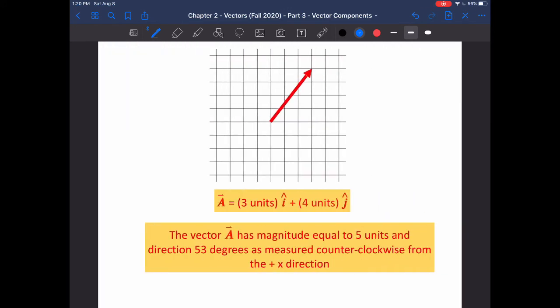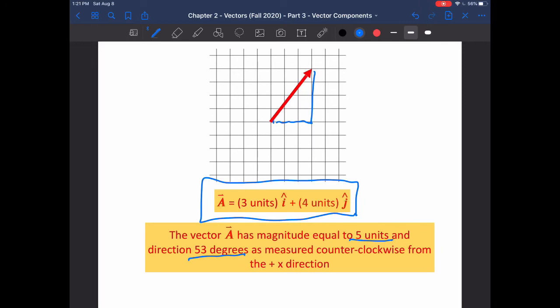A few extra statements I wanted to make. So far I've just been talking about units. So when I draw this vector here, it has 3 units along x and 4 units along y. And so I could define this vector again like this. Or I could again define it by saying this is a vector with magnitude of 5 in direction 53 degrees counterclockwise from the plus x direction.